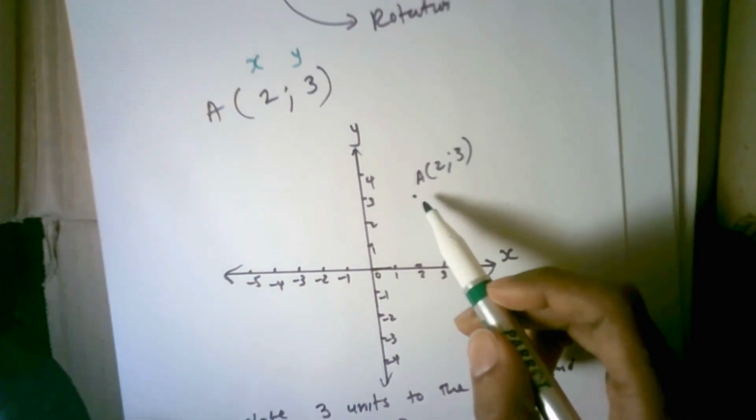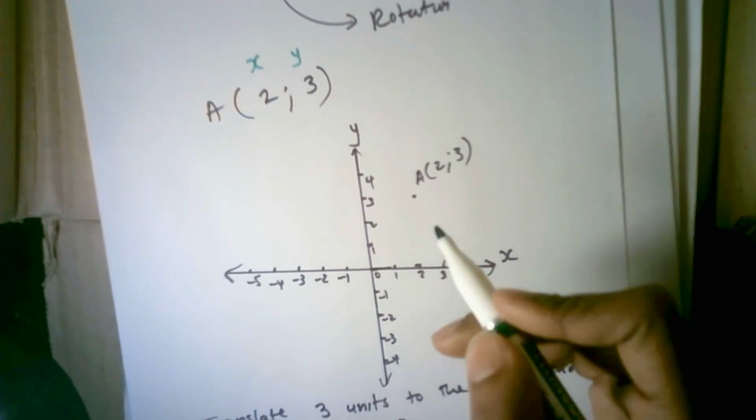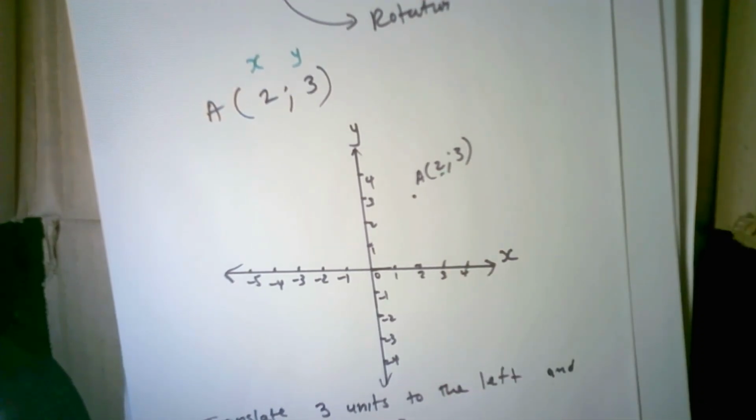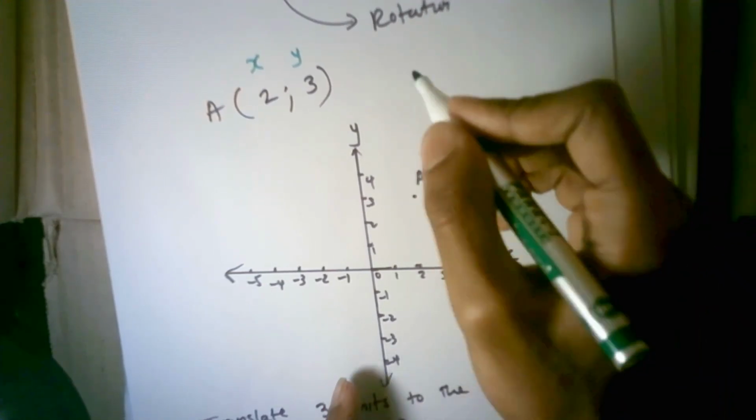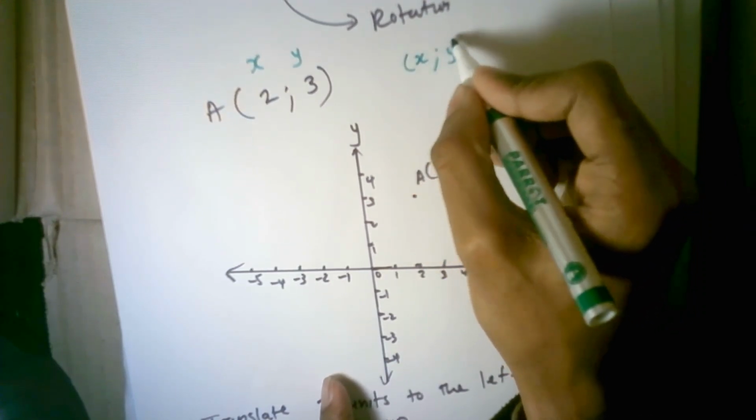And I need to take this A and I need it to travel to a new location. Specifically, it needs to shift 3 units to the left and 1 unit up. So remember, a left or right shift affects your x value. An up or down shift will affect your y value. So a coordinate is always in the form of x, y.